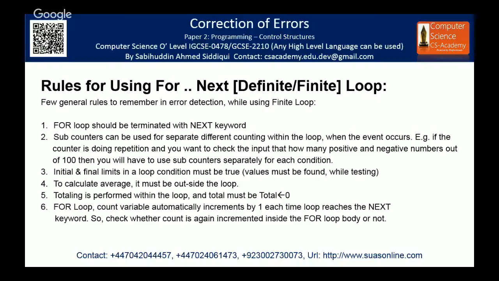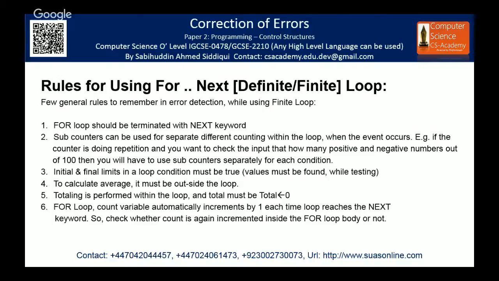Third part, the initial and final limits in a loop condition must be true. Values must be found while testing. That means if you are testing something and it is present, then the loop will go correctly. If the loop does not find the value you are focusing on, then a logical error will occur and the loop will terminate inappropriately.